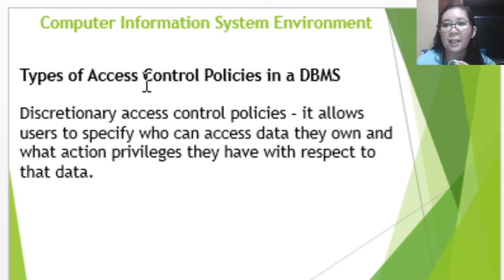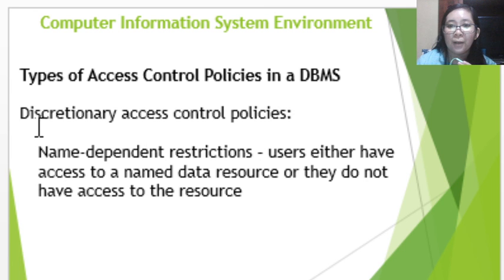So we have the different types of access control policy. These are the internal controls that should be applied in the DBMS. First, we have the discretionary access control policy. The discretionary access allows users to specify who can access the data they own and what action privilege they have with respect to that data. For the discretionary access control policies, we have the following.